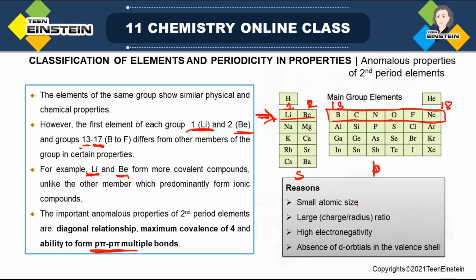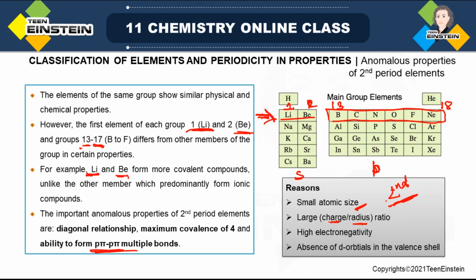Small atomic size. So as they are from second period, so obviously their size is very small. This is the first reason. They are second period, so size is very small. Then large charge by radius ratio. Now what it means actually? Large charge by radius ratio, it means compared to radius, the charge is high.